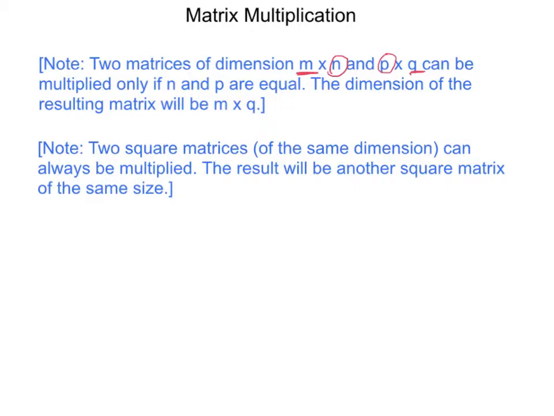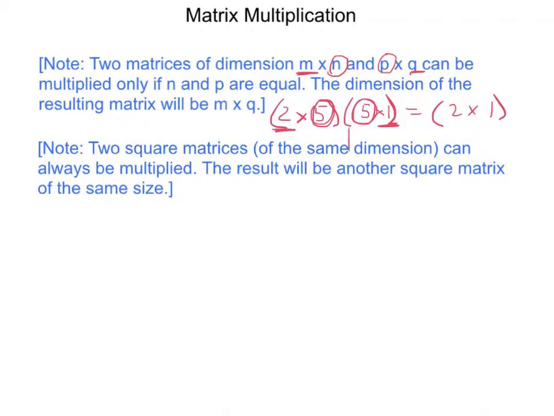So for instance, if you had a 2 by 5 matrix and you were multiplying that by a 5 by 1 matrix, that would be possible because the 5's are the same, and the resulting matrix would be a 2 by 1 matrix. 2 by 1, because 2 and 1 are the outside dimensions.